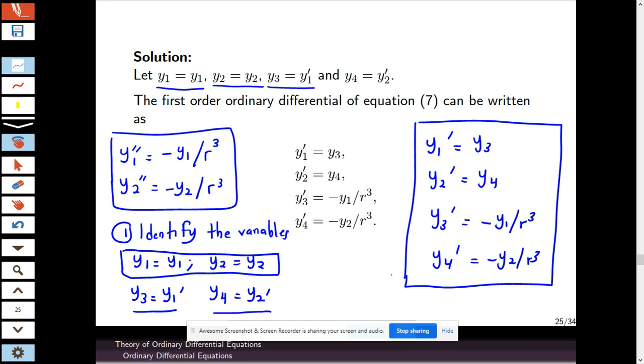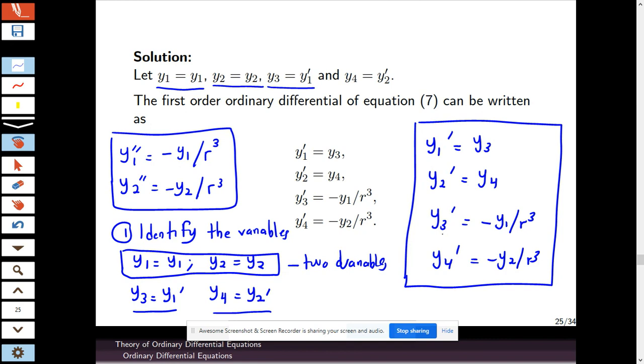It's a bit tricky, right? So the first thing is to identify the variables, two variables. Okay, these are the two variables. And then you have to write the prime for the given variables. So you will add two more, because you will write y3, which is y1 prime, and y4 equals y2 prime, and then you arrange it. Y1 prime is my y3, which I've declared, and y2 prime is my y4, which I've declared.